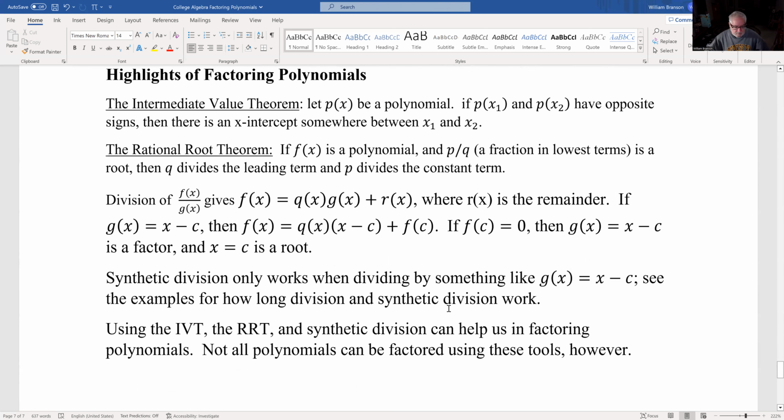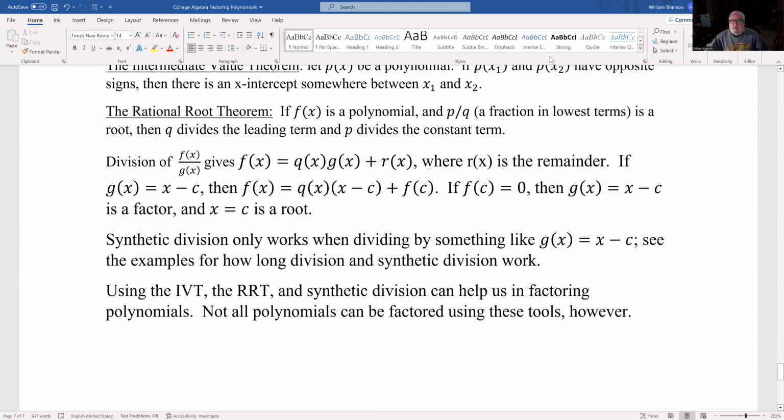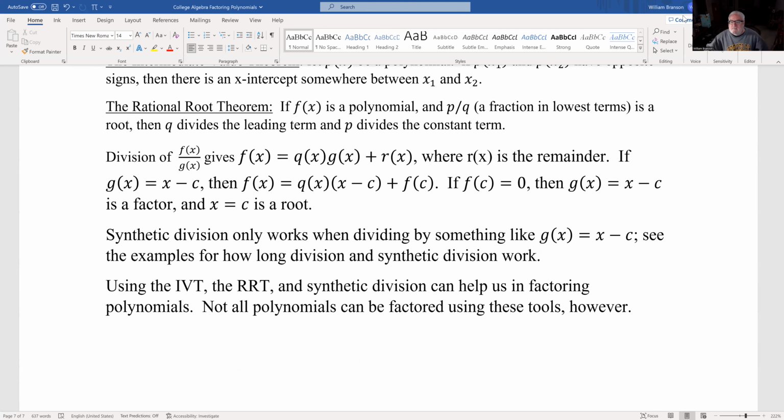And apparently I forgot to change the text size consistently, but that's okay. And that will be it on factoring.